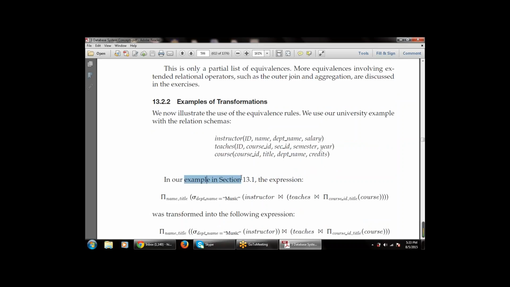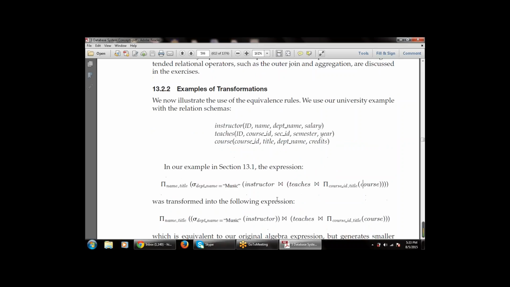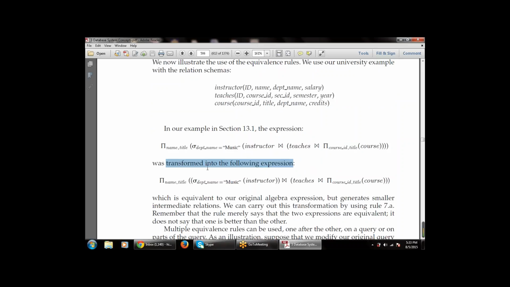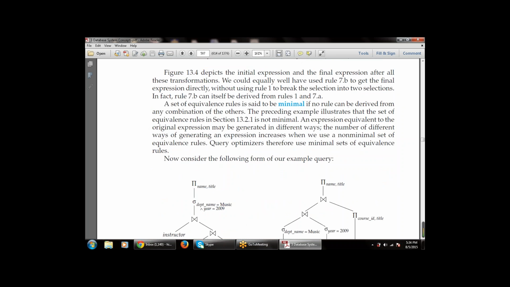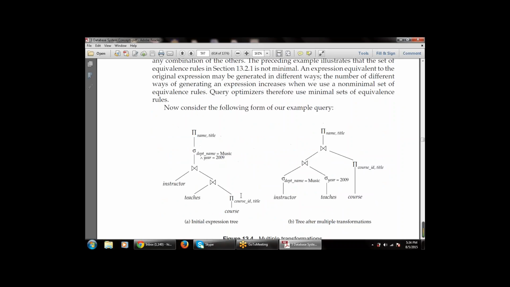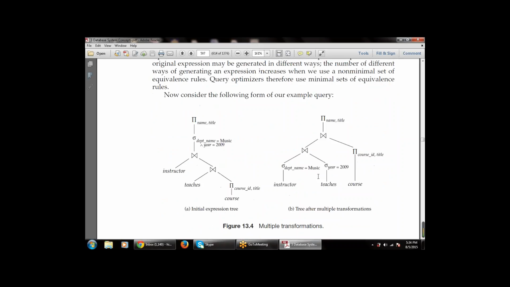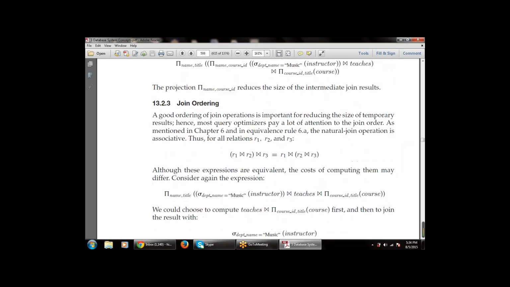So in our example in section 13.1, the expression is this one: name, title, where department name equals music, instructor, teaches, course ID, title, course. This is transformed into the following expressions, which are equivalent to the original relational algebra expressions. Now this is the query: the initial expression tree, and the tree after the multiple transformations. So this is the initial phase, and this is after the multiple transformations.